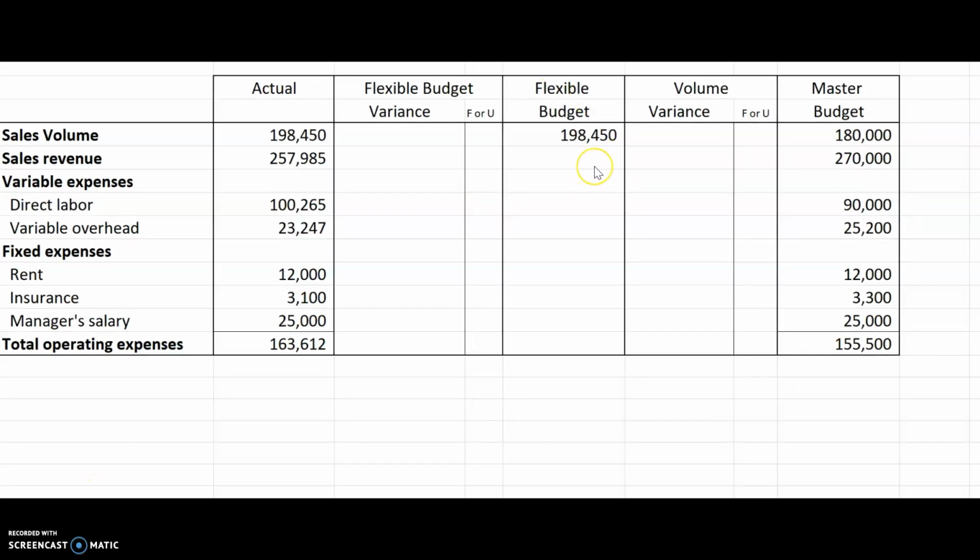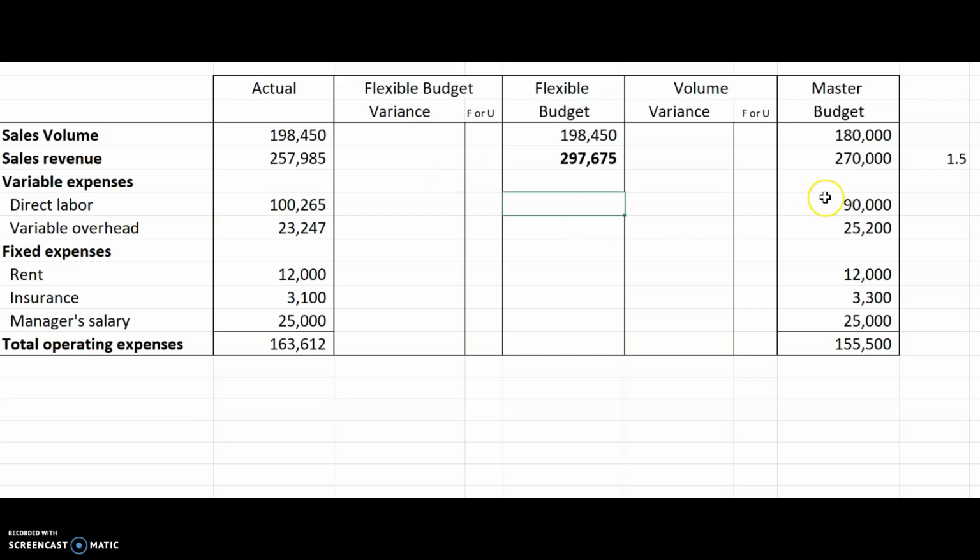Our sales revenue on the flexible budget will be the selling price per unit times the actual units sold. To figure out the selling price per unit, we can take the sales revenue of 270,000 and divide that by the 180,000 units sold. That tells us $1.50 was the selling price. So if we sold 198,450 units at $1.50 selling price, that means our sales revenue on the flexible budget is $297,675.